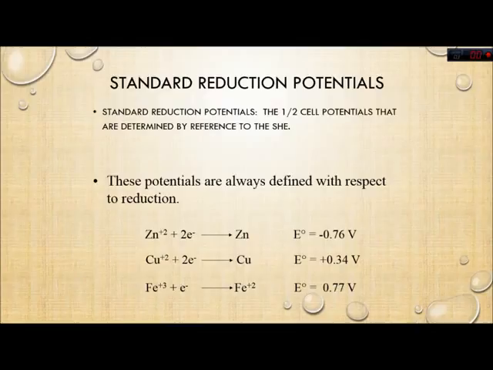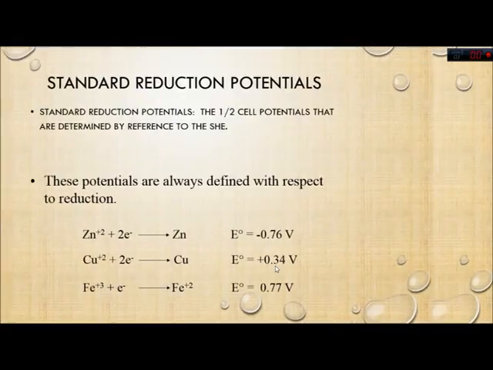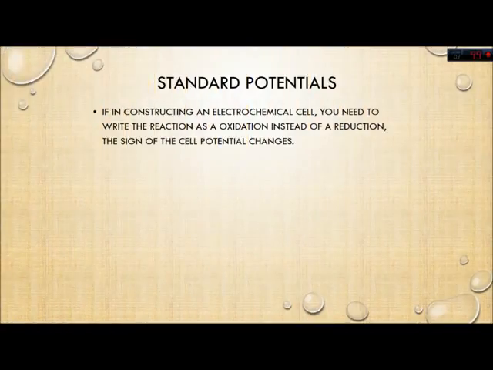In the previous one we have seen it in the format of oxidation, that Zn gives Zn2 plus and 2 electrons, and its EMF was given as plus 0.76. But in this case we are considering it with respect to reduction. So there is a change of sign, that is, E becomes minus 0.76. In this case it acts as a reducing agent. Similarly for copper and ferrous we have used it like this. If in constructing an electrochemical cell you need to write the reaction as oxidation instead of a reduction, the sign of the cell potential changes.